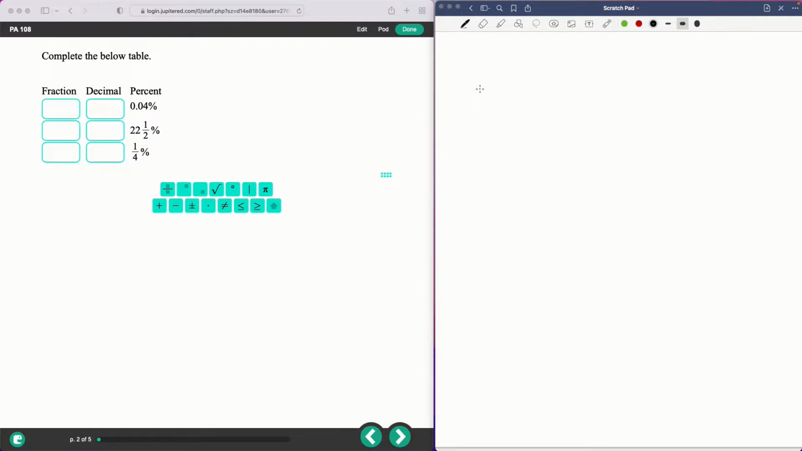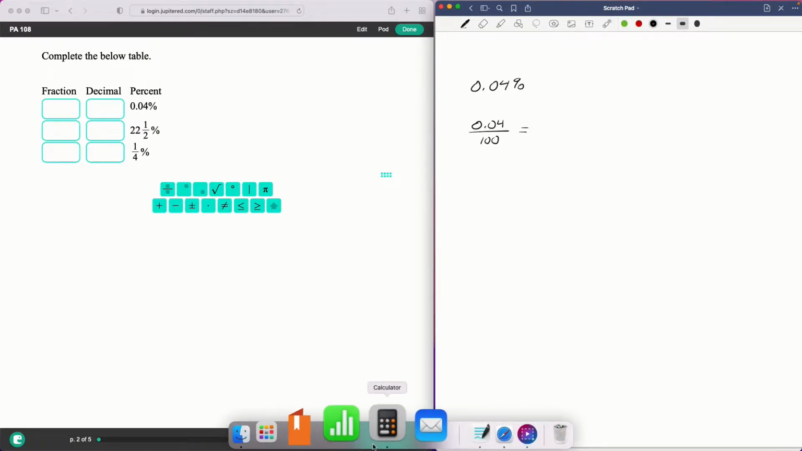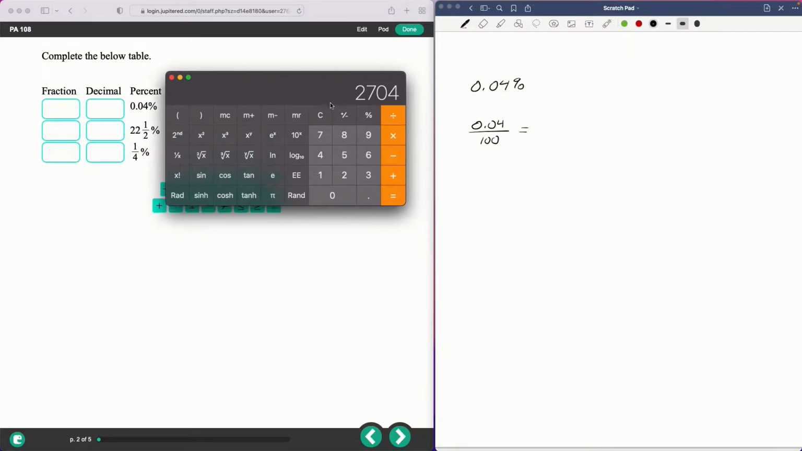So here we have the percent 0.04. Now percent just means over 100. So we could put this over 100. And we know that a fraction is a division problem, right? We know that we can't have a decimal in a fraction. So in order to resolve that, we're going to come up here and we're going to say 0.04 divided by 100. And that's going to give us our decimal. That is the right decimal for this percent. So that's 3 zeros, so that would be 0.0004.